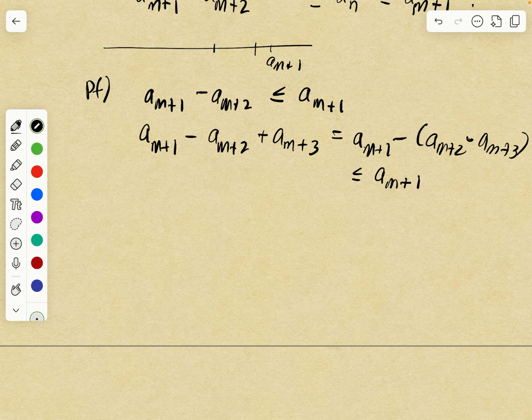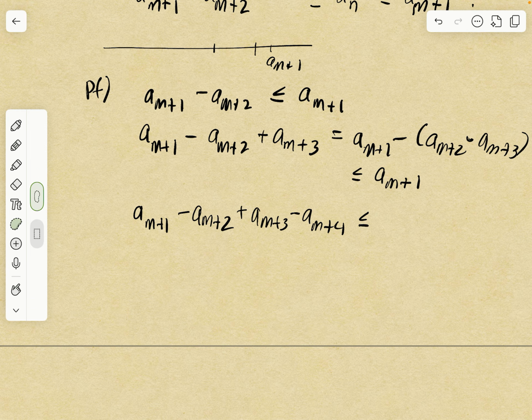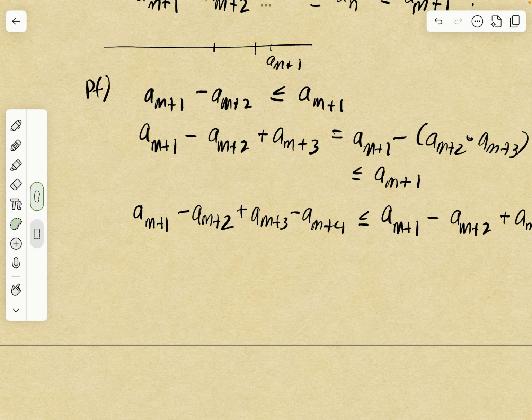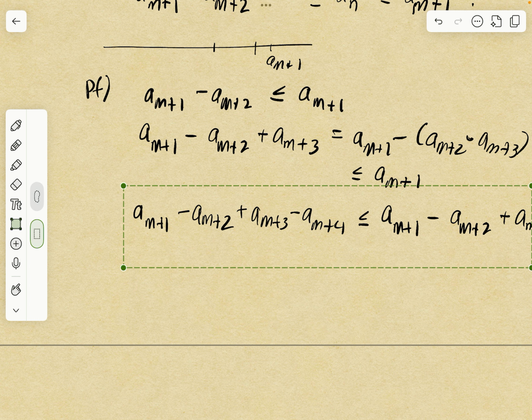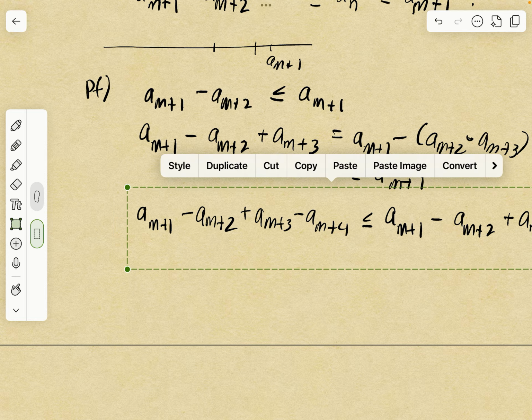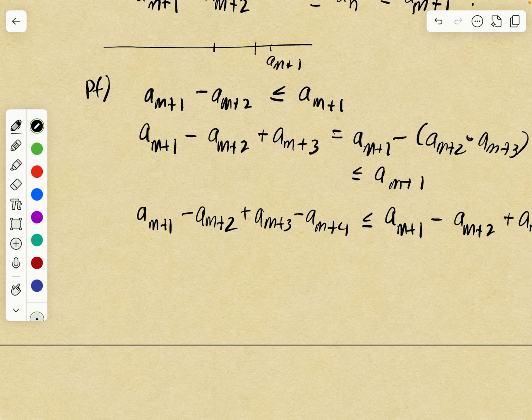And then for the next one, a sub m plus 1 minus a sub m plus 2 plus a sub m plus 3 minus a sub m plus 4, well, this is less than or equal to this previous term, right? Well, okay, I'll just rewrite this. Plus a sub m plus 3, which we know is less than or equal to a sub m plus 1, right?